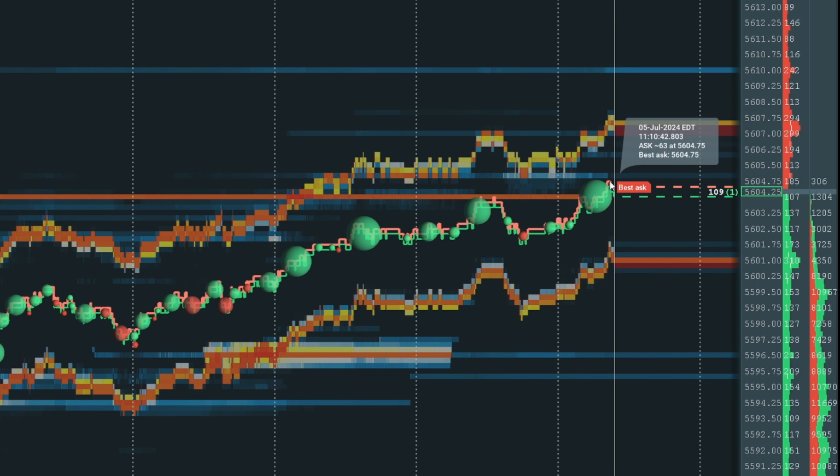Looking at this as the market was unfolding, watching the interaction between both the buyers and the sellers on the tape.